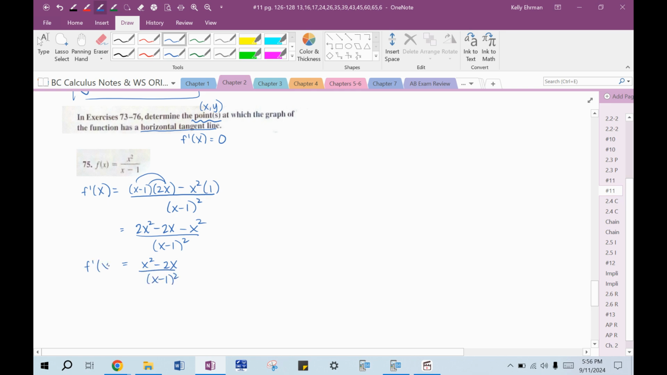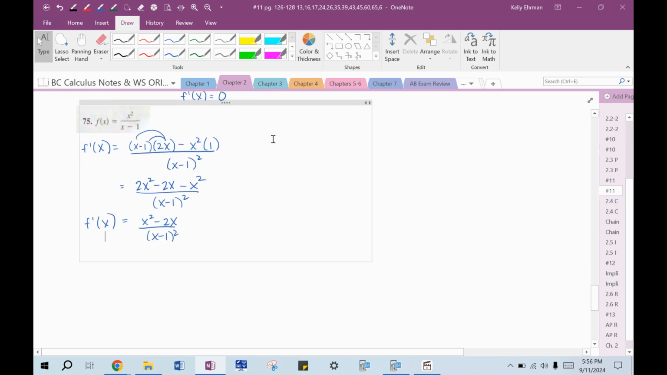So here's my f prime of x equation. And then, like I said, we're looking for horizontal tangent points. So we need to set this equation equal to 0. And I'm going to factor an x out of the numerator. So this is now just a rational equation.